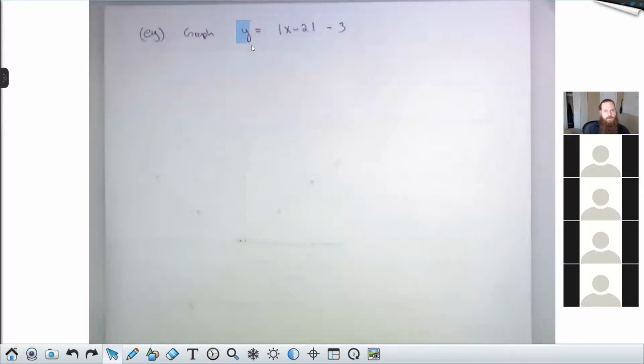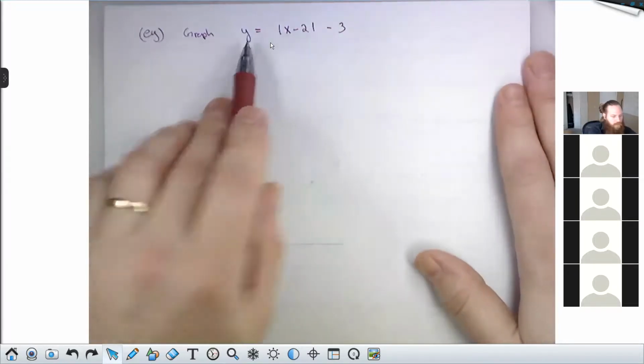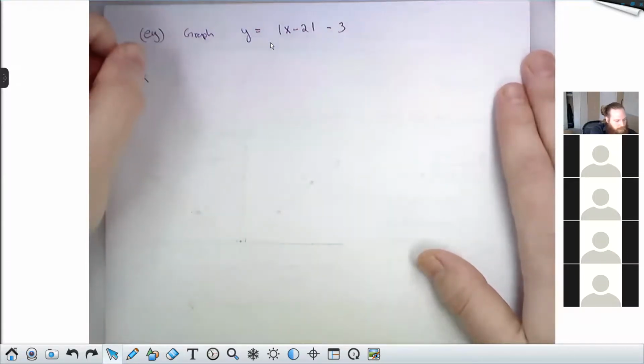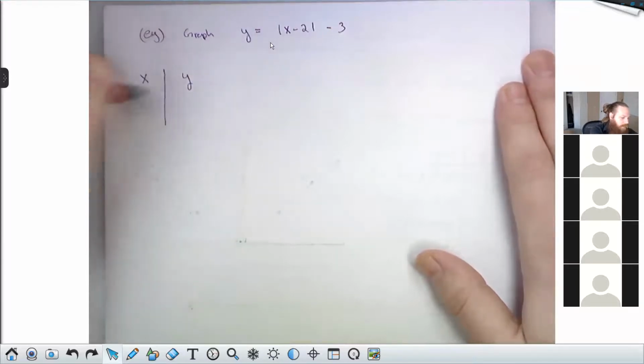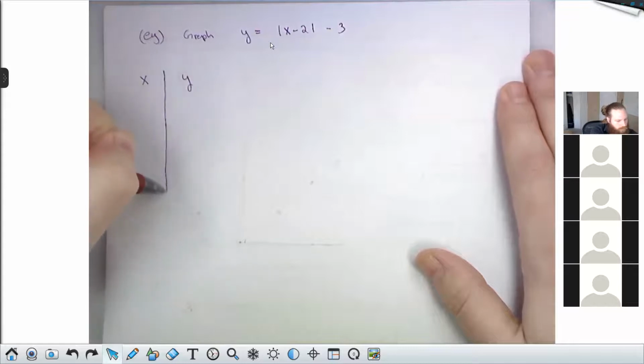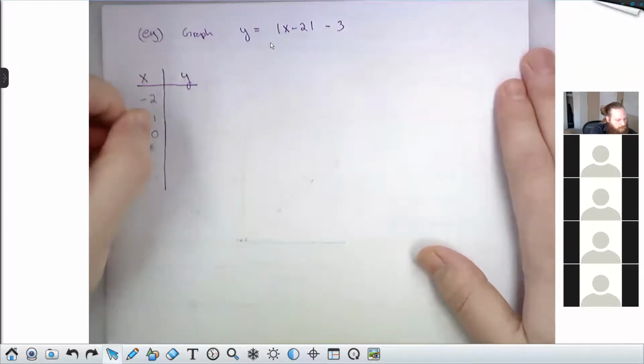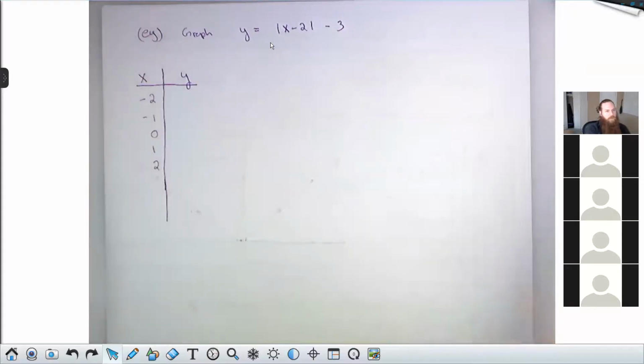This time, rather than calling this thing f of x, I'm calling it y, but we know that those really mean the same thing. F of x is just a function notation that helps us imagine this as an input and output thing. But just like I made a table x and f of x, here I'm going to make a table x and y. And I'll start using the same x values I used before. But we may see that we can't quite figure out what's going on from those, so I might need to use a few more x values.